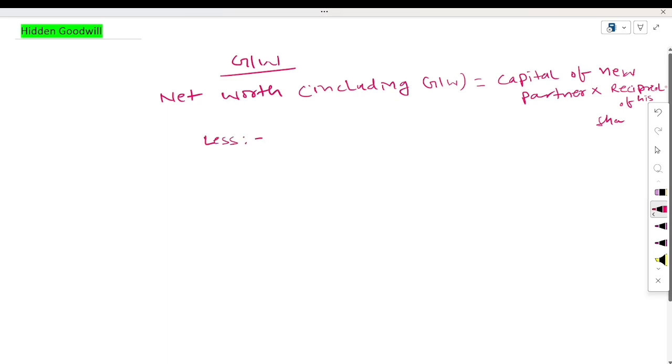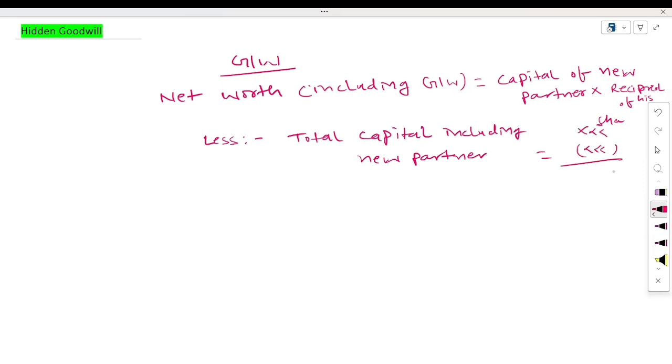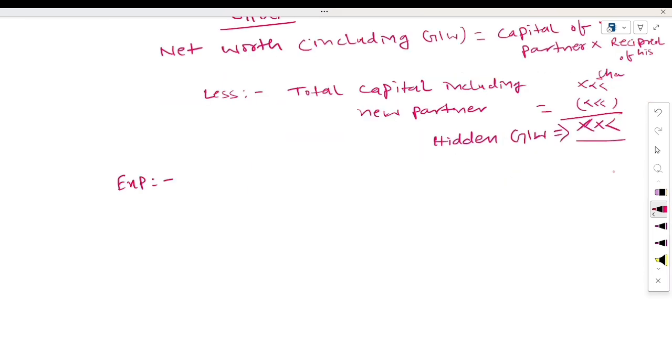At last you have to less the value of total capital including new partner capital. You have to less this one. After that you will get the value of goodwill, which will be the hidden goodwill. Here, with the help of an example, we will understand how to calculate the value of hidden goodwill.